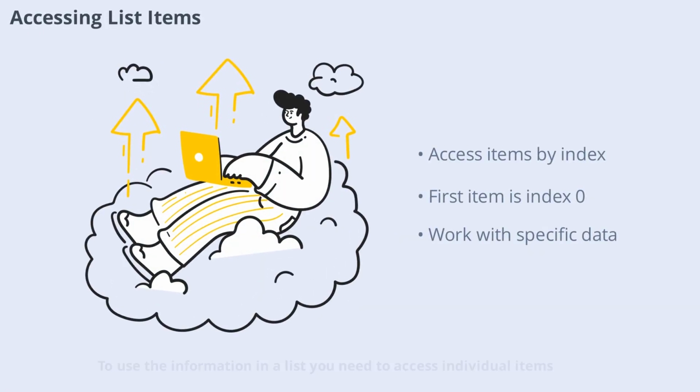To use the information in a list, you need to access individual items. Most programming languages let you do this by using an index, which is a number that tells you the position of the item in the list. For example, the first item is usually at index 0. Accessing list items lets you work with specific pieces of data easily.